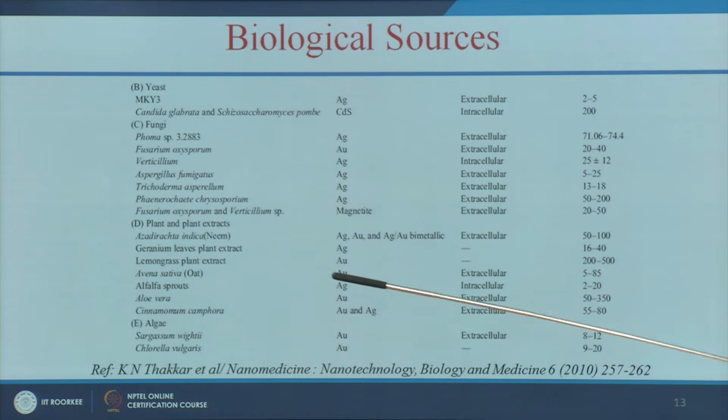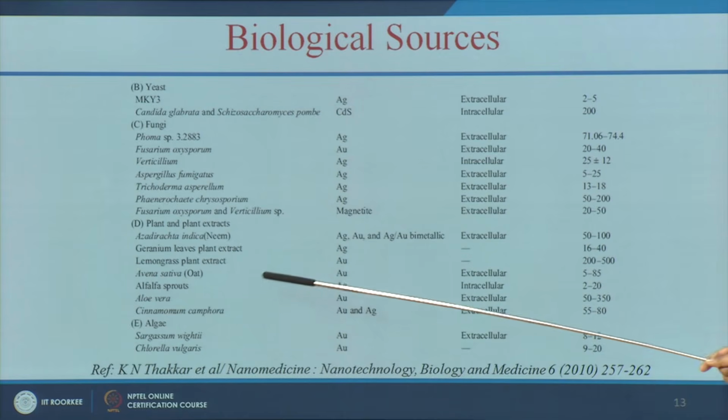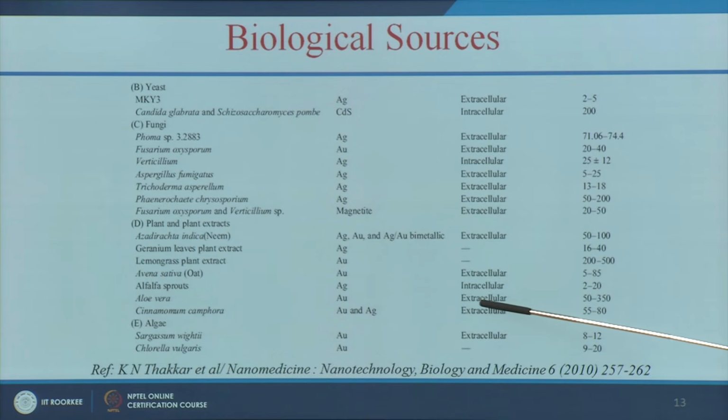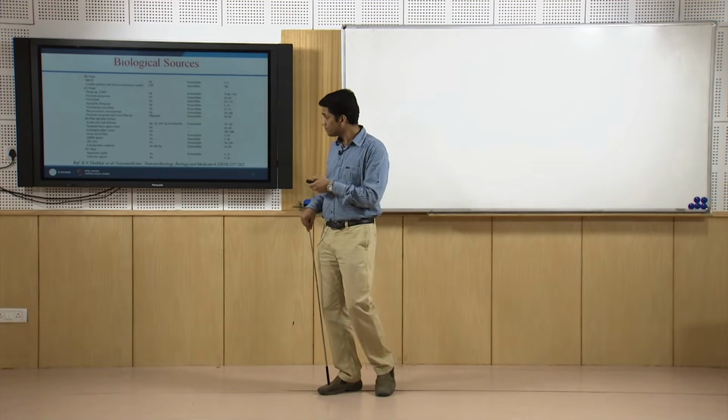So this is about plants and plant extracts. You can use this kind of plant extract. For example, aloe vera you can use for gold nanoparticles, and it synthesizes extracellularly, and the size of the nanoparticle is 50 to 350. Similarly, we have plenty of research going on in the biomedical and biosynthesis of nanoparticles.